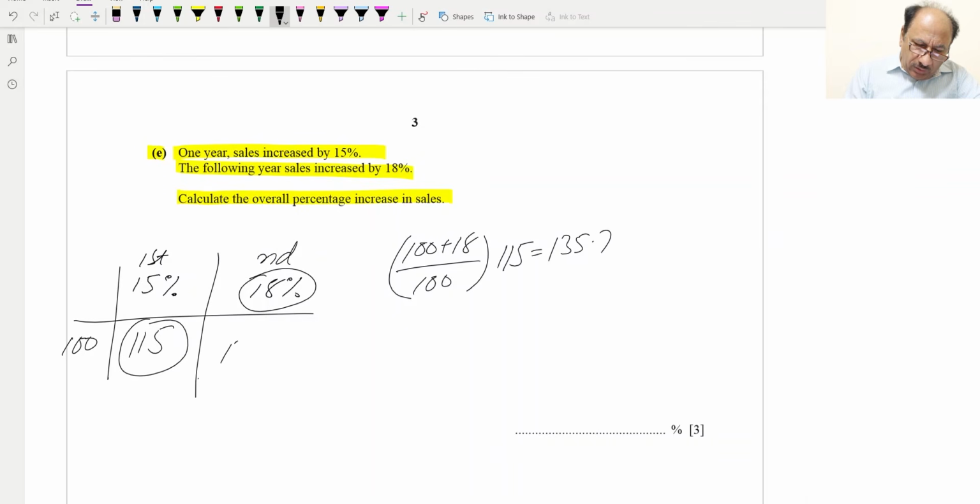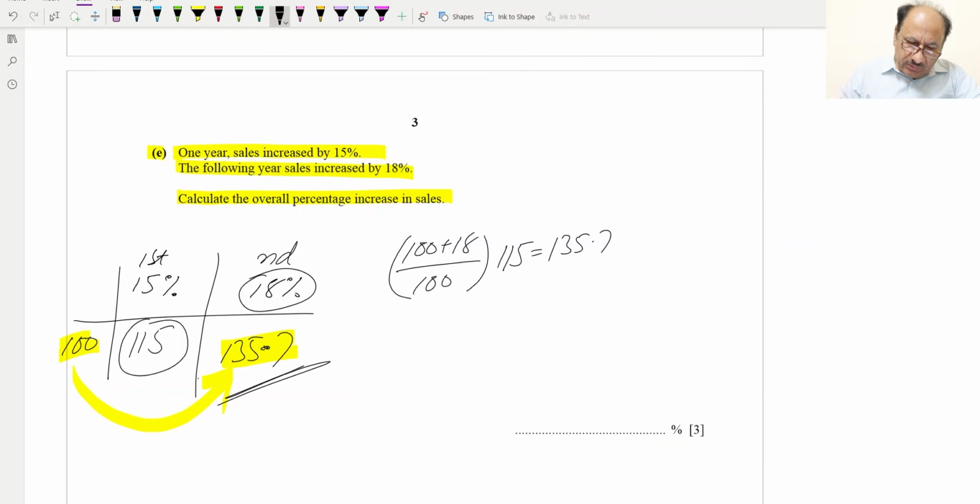135.7 we will get after the second year. So if we check the increment from 100 to this one, from the first year to the second year, what will the overall increase be? We started with 100 and reached 135.7.